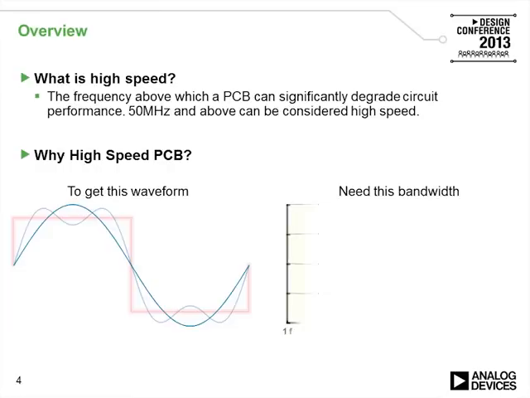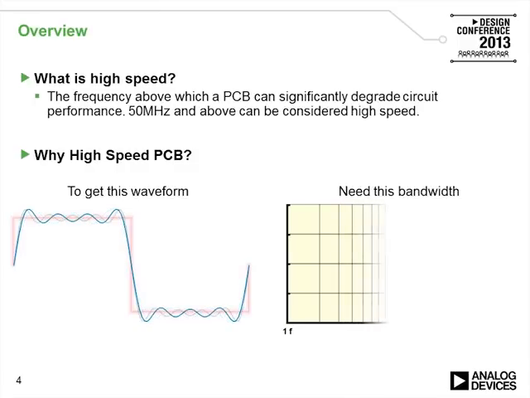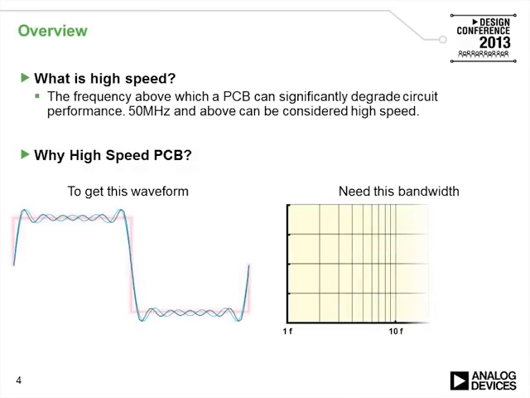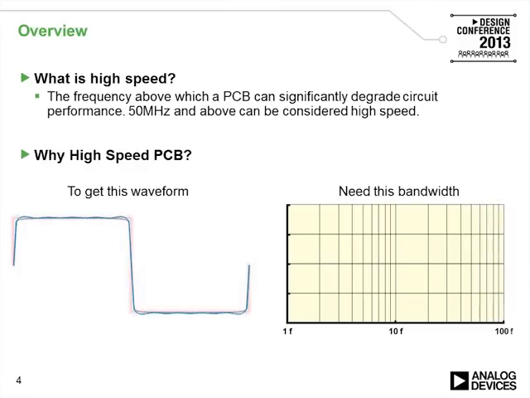note that if you have bandwidth equal to the frequency of your square wave, you don't get a square wave, you have a sine wave. As the bandwidth increases, you are closer and closer to getting a perfect square wave. So how much bandwidth do I need? The bandwidth I need is equivalent to how much rise time I need. So even though my signal frequency is low, I may need bandwidths up to 100 times my signal frequency.